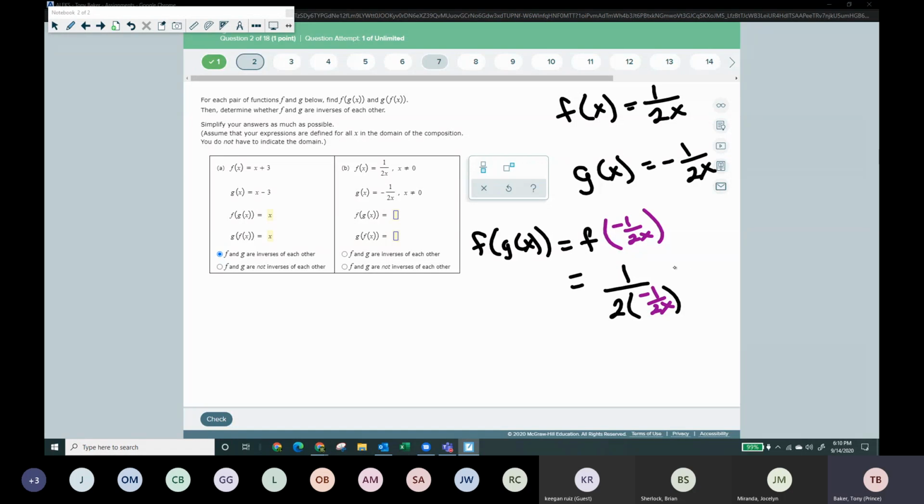So now, when I simplify this down, I get 1 over negative 1 over x, which ends up giving me just negative x. So this first one is negative x. Does that make sense now?